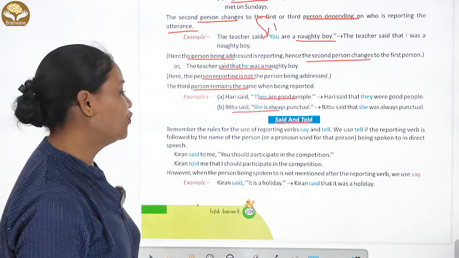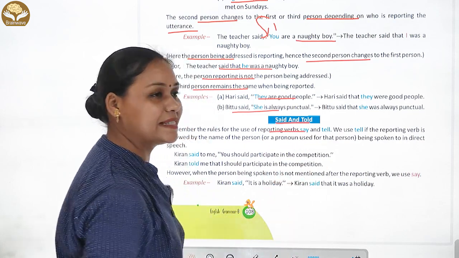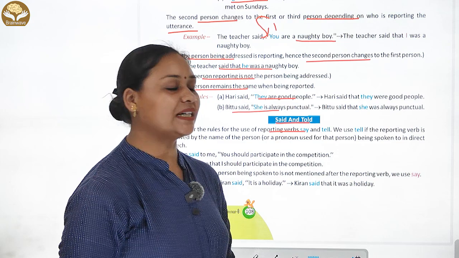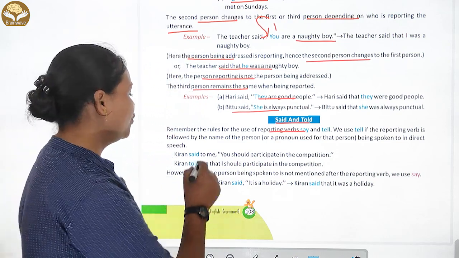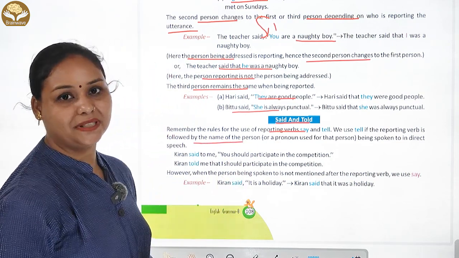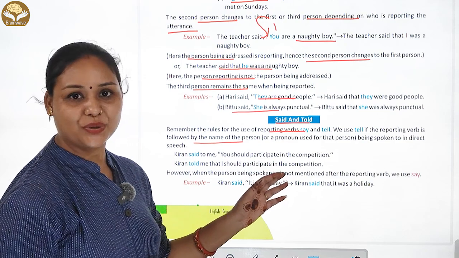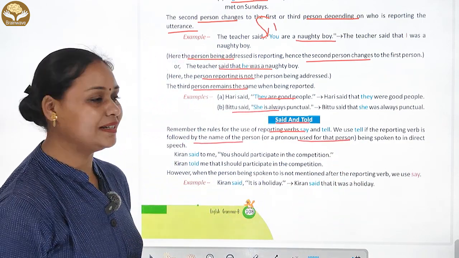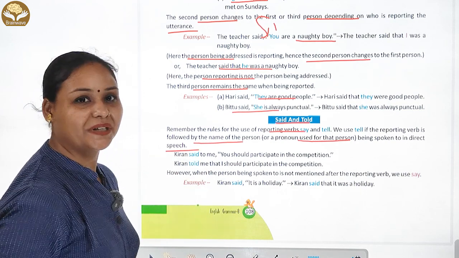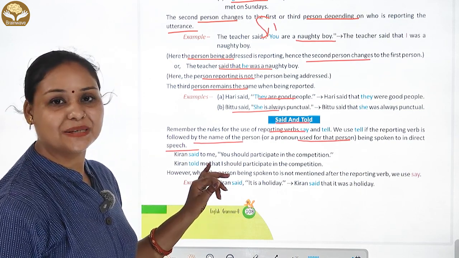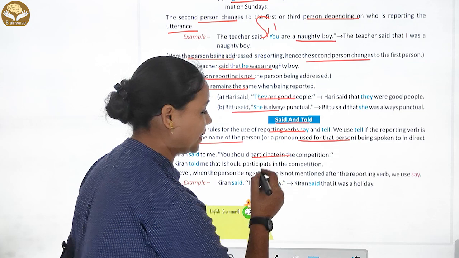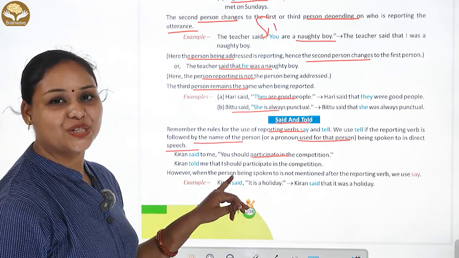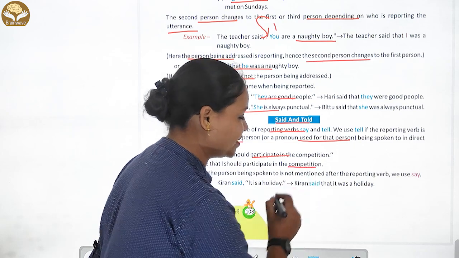Remember the rules. For the use of the reporting verbs say and tell, we use tell if the reporting verb is followed by the name of the person or a pronoun used for that person being spoken to in direct speech. Okay. Kiran said to me, Kiran ने मुझसे कहा, you should participate in the competition. So Kiran told me that I should participate in the competition.